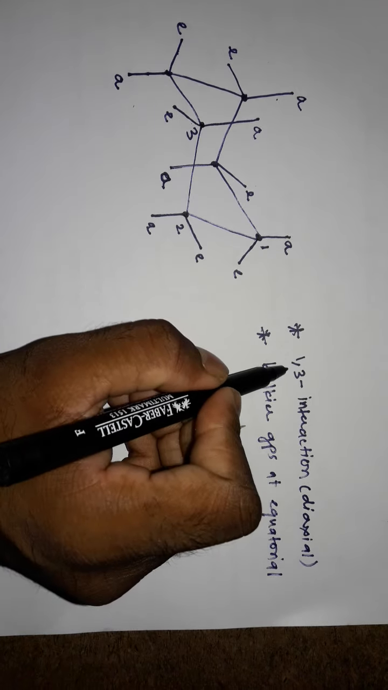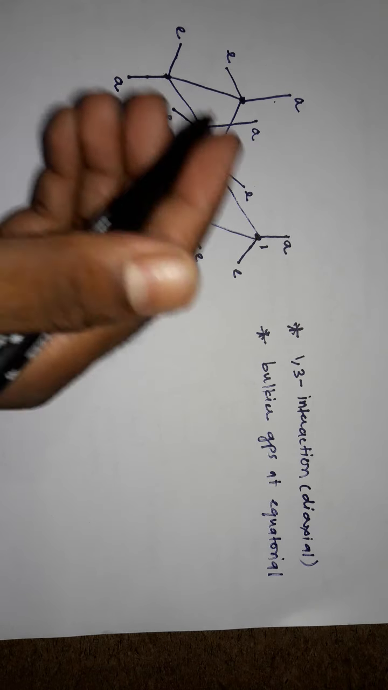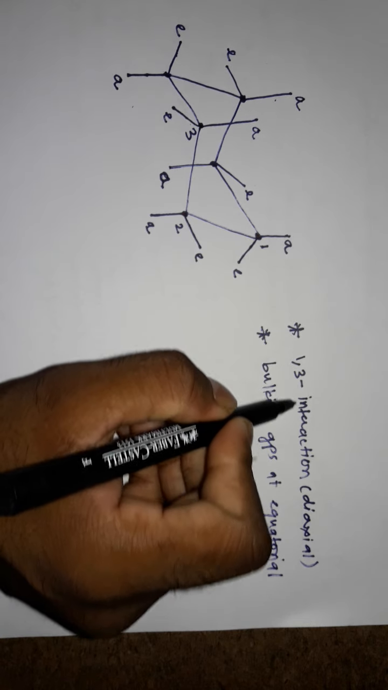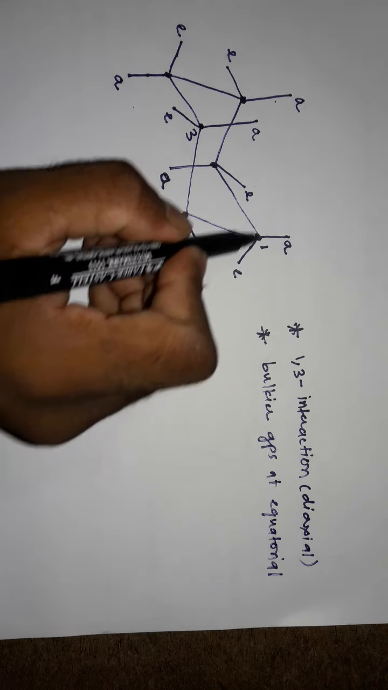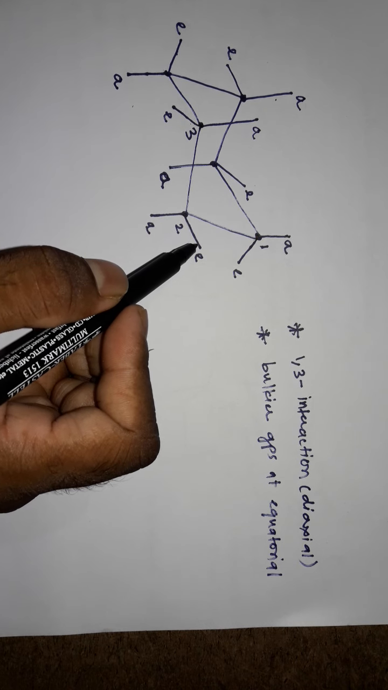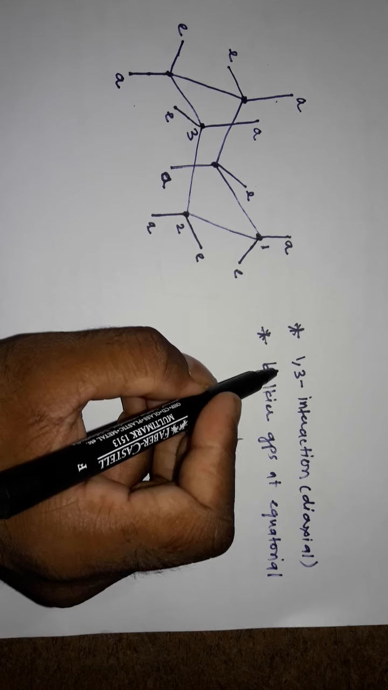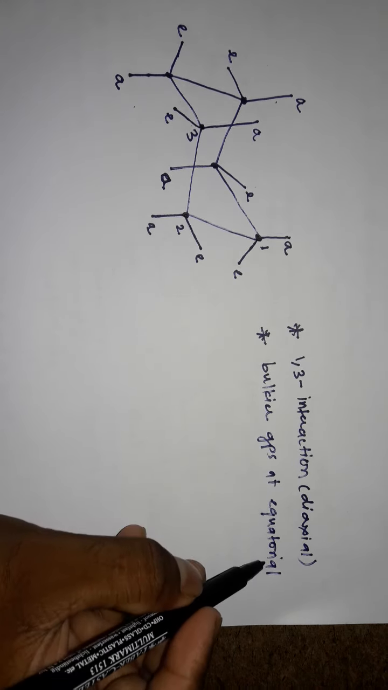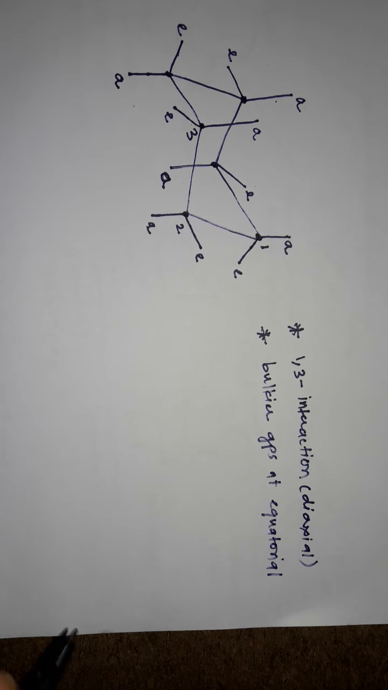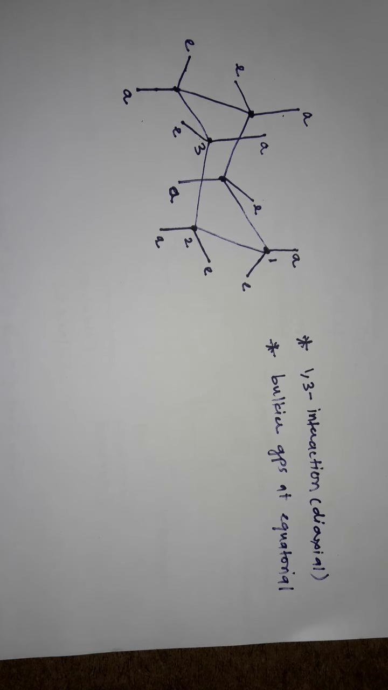So the point to remember is, in order to get the chair conformer even more stable, we should not have a 1,3 diaxial interaction. If the molecule contains 1,3 diaxial interaction, then the compound will be less stable. In order to remove this 1,3 diaxial interaction, we need to put bulkier groups at the equatorial position, so that the structure becomes more stable. Okay, so this is about the chair conformer.